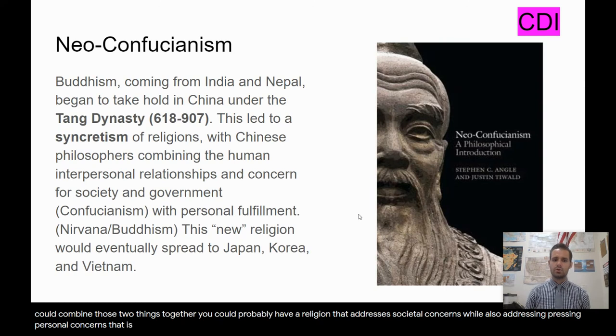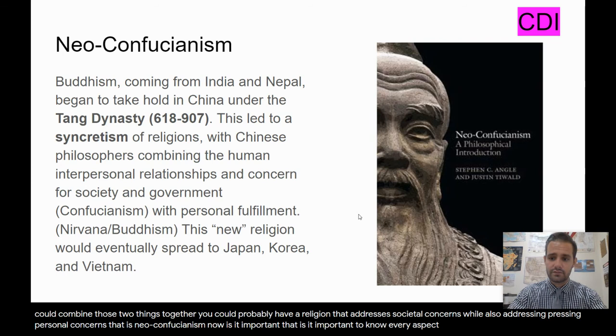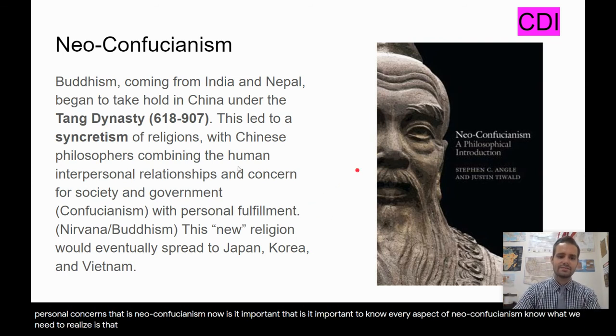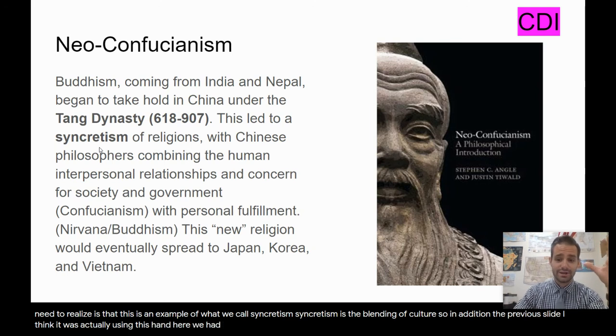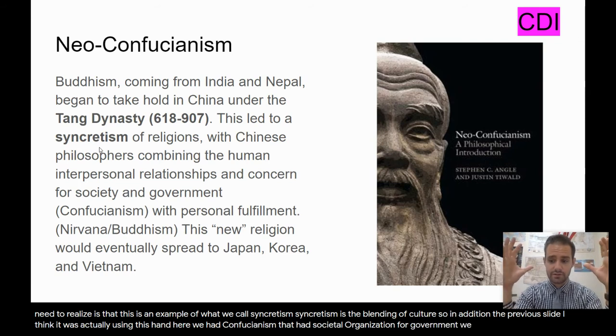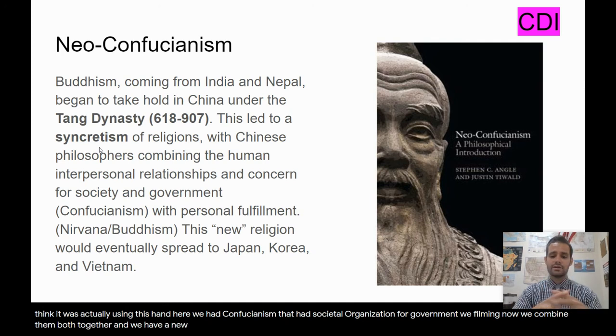That is Neo-Confucianism. Now, is it important to know every aspect of Neo-Confucianism? No. What we need to realize is that this is an example of what we call syncretism. Syncretism is the blending of culture. So in the previous slide, we had Confucianism that had societal organization for government. We had Buddhism that had personal fulfillment. Now we combine them both together and we have a new religion. Syncretism is whenever you have a combination of things.